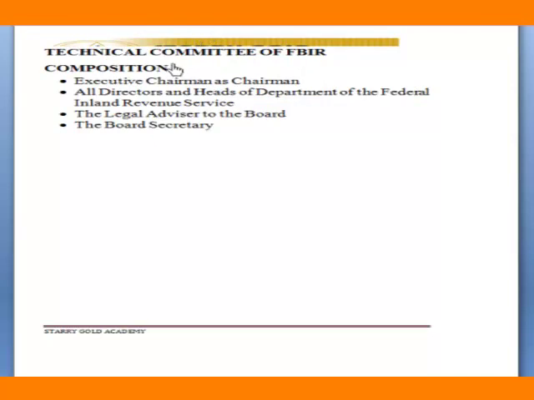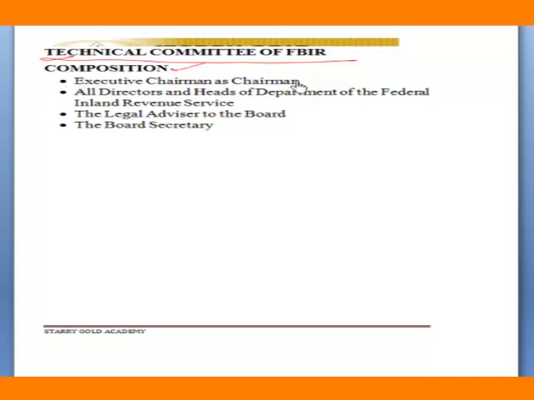Let's look at the Technical Committee of the Federal Board of Inland Revenue. Composition. Who makes up this committee? See, all these committees are supposed to promote efficiency in the administration of tax in the country. They assist this board to promote efficiency.